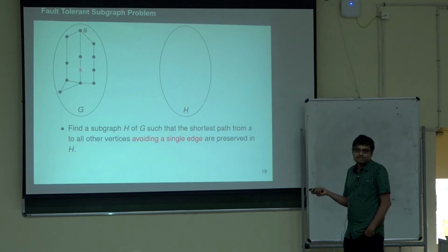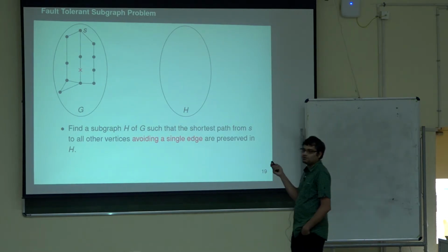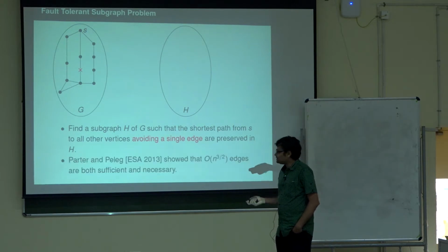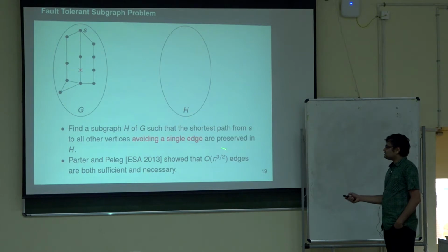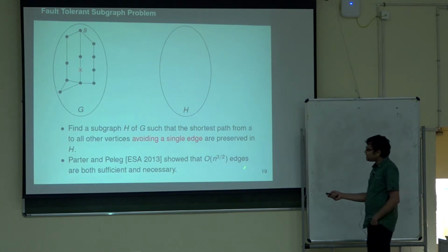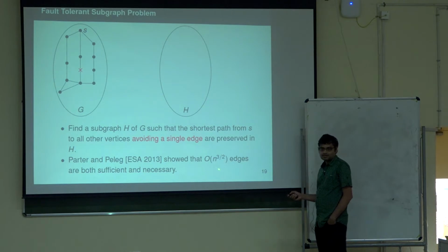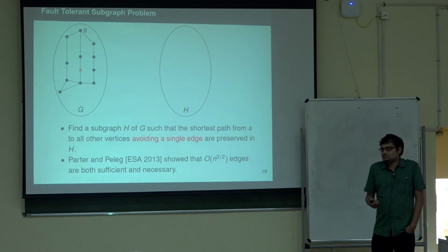Okay. You may be thinking that you may add all the edges from G to H. Okay. But this is the result by Parter and Peleg. They showed that order n to the 3/2 edges are both sufficient and necessary. So it's theta of n to the 3/2, right. Okay, so we'll require at least this many edges. And they give a construction in which order n to the 3/2 edges suffice.